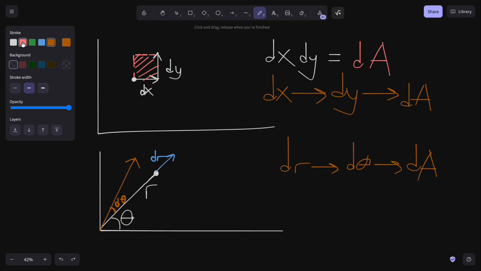So we want to do this in polar coordinates. We want to change r by a little bit. We want to change our angle by a little bit in polar coordinates. And we want to see what's the resulting change in area.